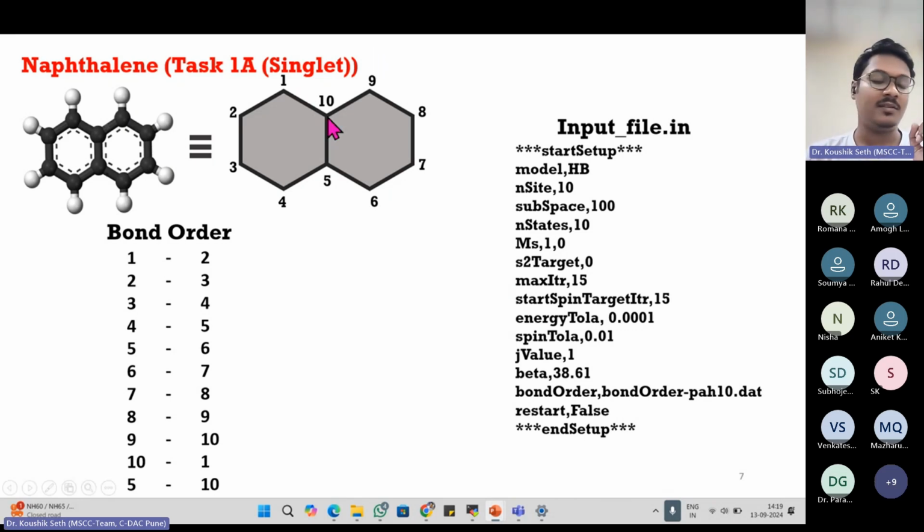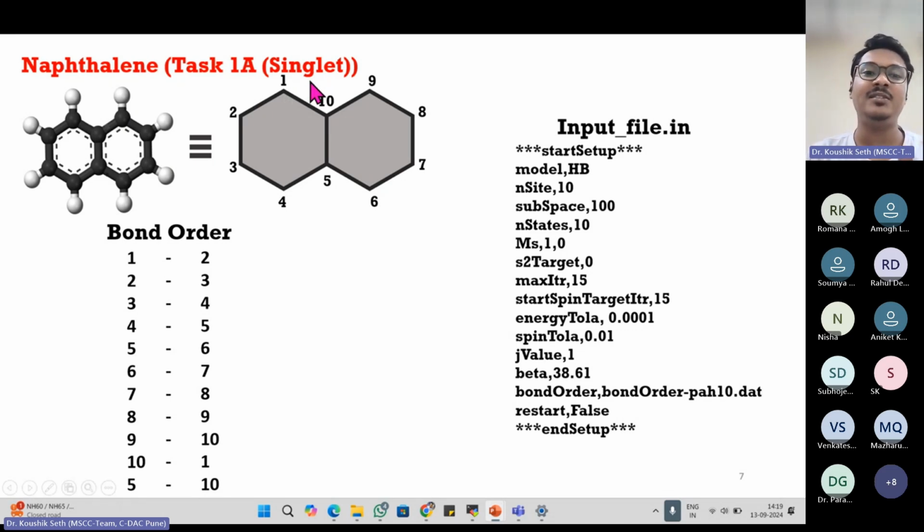Suppose this is a 10 site system. For this system, we have 5 up spin electrons and 5 down spin electrons. There is no unpaired spin. So there is 5 up, 5 down. That's called singlet. For the triplet state, the reference is coming later in the part.